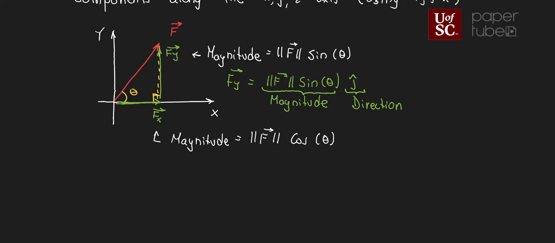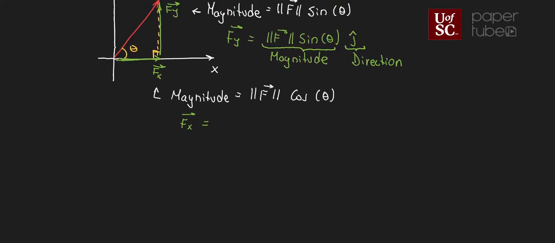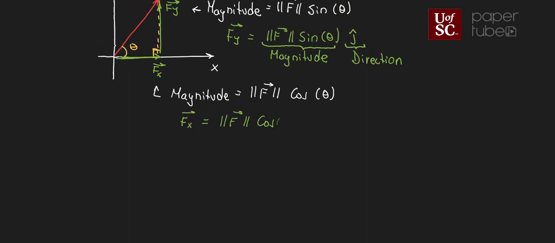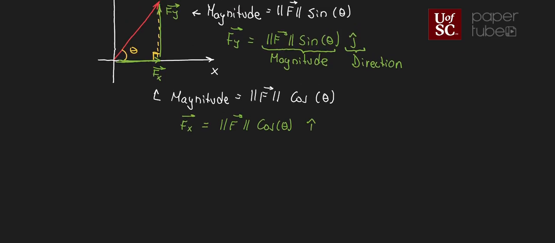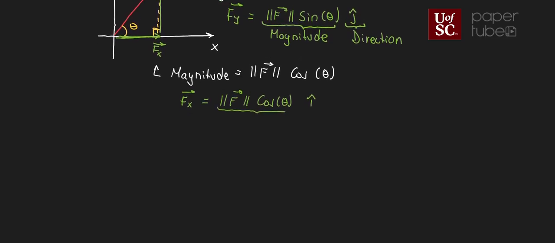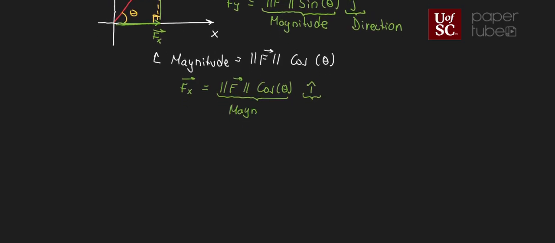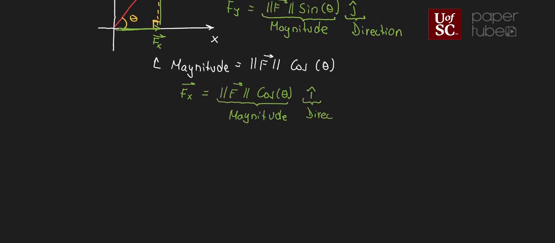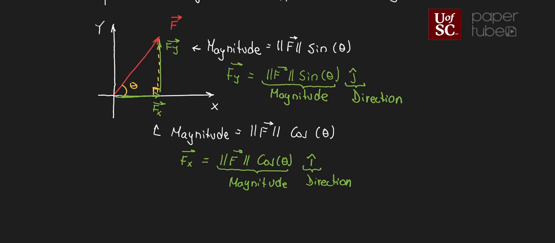Now when I have this Fx, we have the magnitude of F times the cosine of theta, and now my unit vector is going to be i hat. So again, this is my magnitude, and this is my direction. All right, now look at this F.